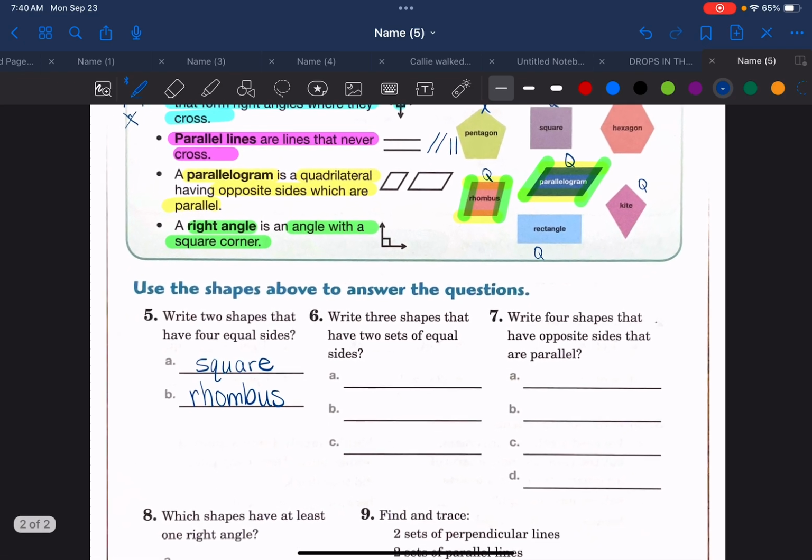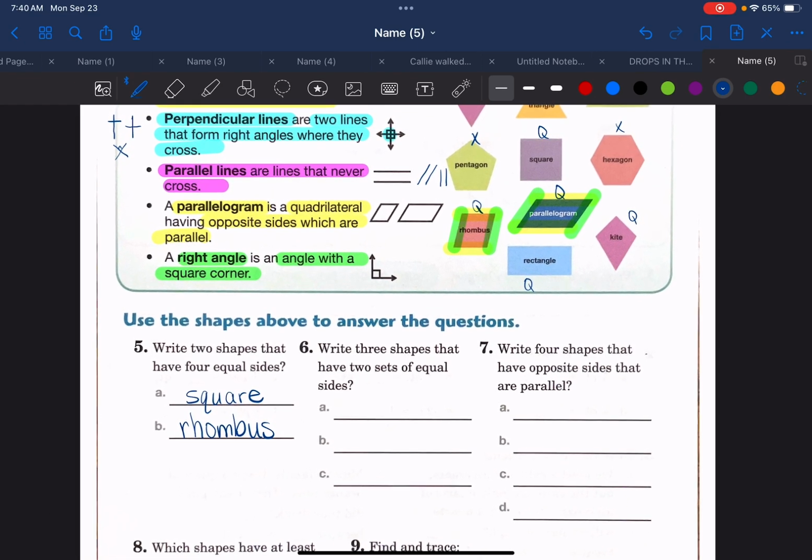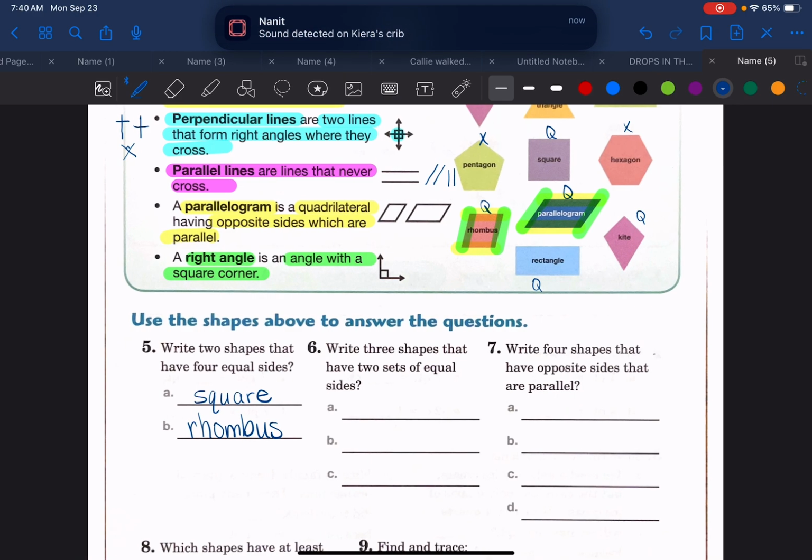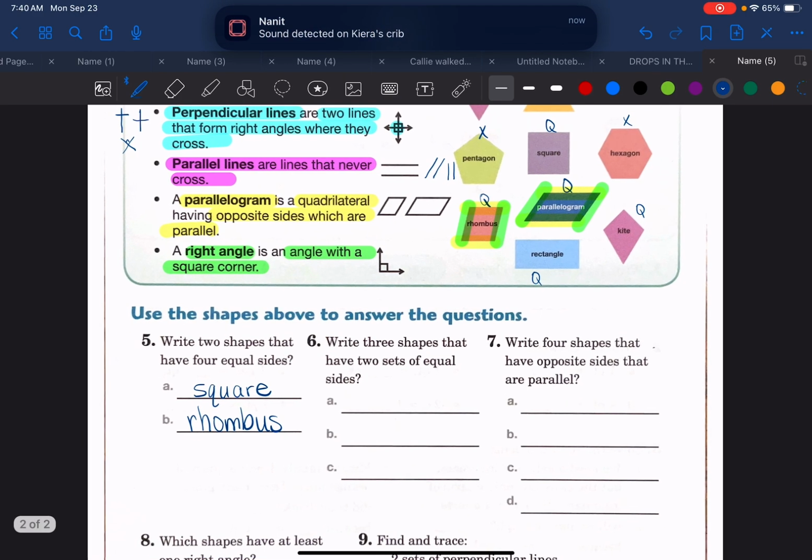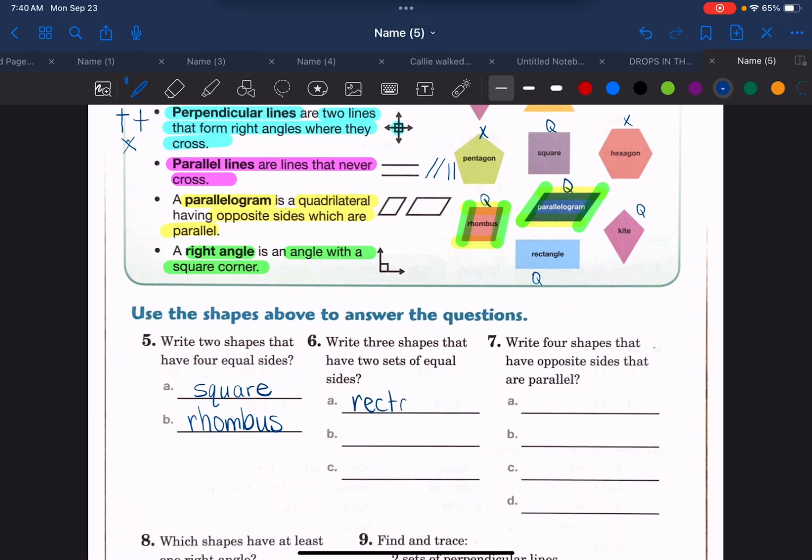Okay, number 6, write 3 shapes that have 2 sets of equal sides. So what that means is like a rectangle. Okay, it has 2 short sides, but then it has 2 long sides. So find one, or find 2 more that have 2 lines that are the same, and then the other 2 lines are the same. Number 7, write 4 shapes that have opposite sides that are parallel. Okay, so like I just drew, parallelogram.